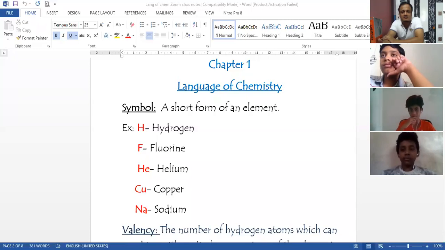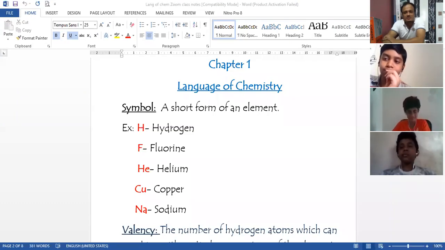So what is a symbol? Symbol is nothing but a short form of an element. It's a very simple way of representing an element. You already know what a symbol is, and you already know what the difference between a symbol and a formula is. So we'll come to formula in a while.